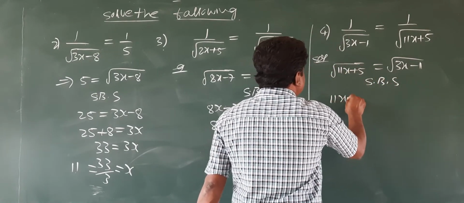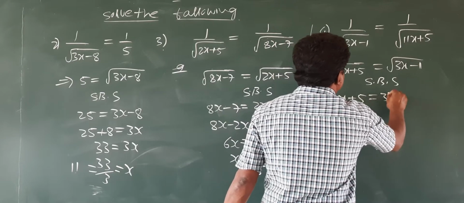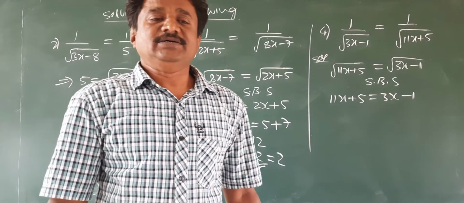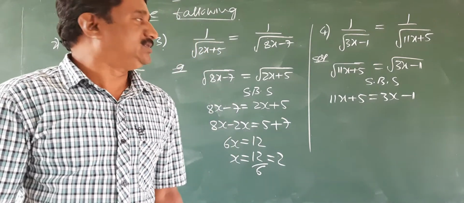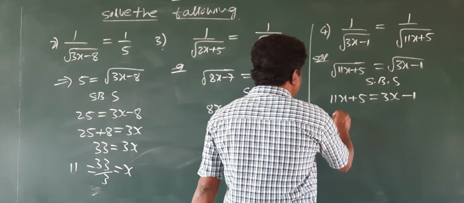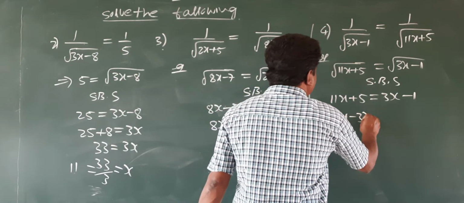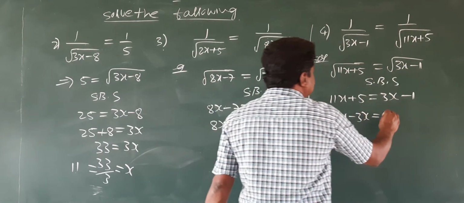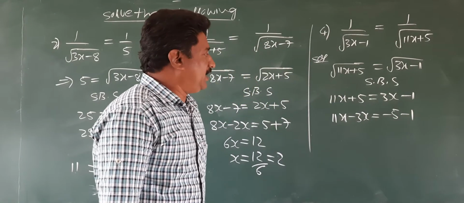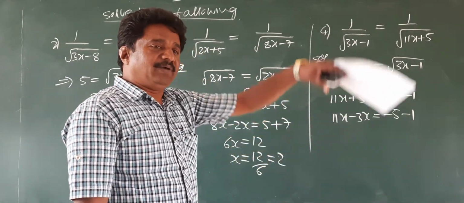So 11x plus 5 is equal to 3x minus 1. Again by the same method, you bring x terms to one side, send the remaining terms to the other side. 11x minus 3x, send that 5 to the right side. Minus 5 minus 1. 11 minus 3. How much is 11 minus 3?